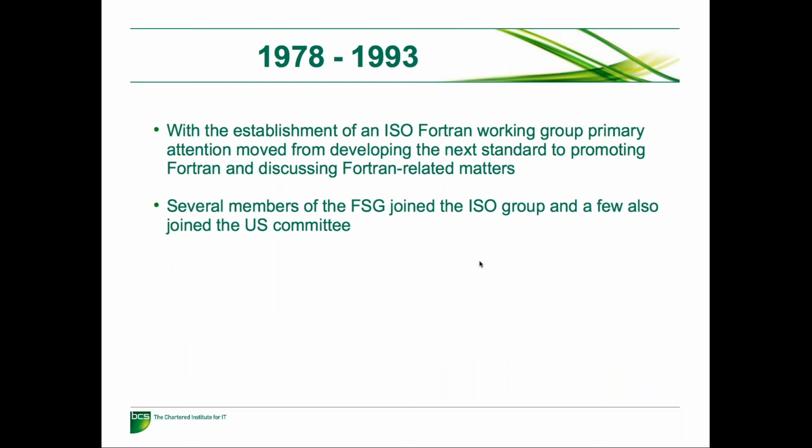So from 78 to 93, we changed more to discussing Fortran-related matters. From the development of Fortran 90 on, after 77, several members of the Fortran group joined the ISO group W5, and a few also joined the US committee. And John Reid was there, and he was secretary for a time. Laurie Schoenfelder, Miles Ellis, and possibly one or two others.